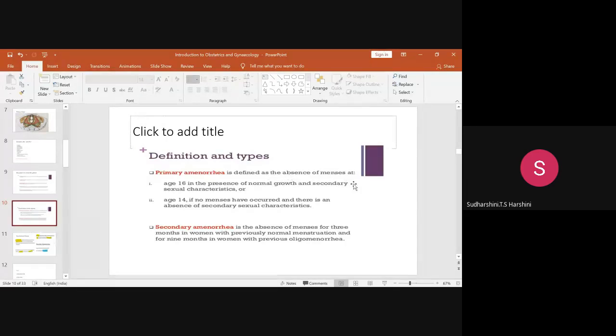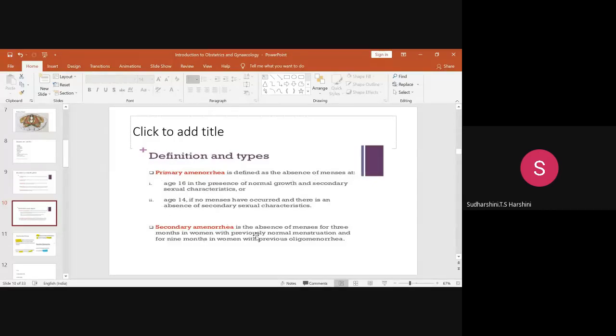It's defined as absence of menses at the age of 16 in the presence of normal secondary sexual characters, and by the age of 14 in the absence of secondary sexual characters. As of now, just remember that primary amenorrhea is absence of menses. Two numbers you have to remember in this, 16 and 14. You can go through that later.